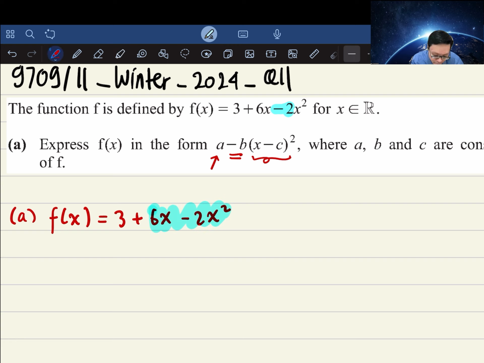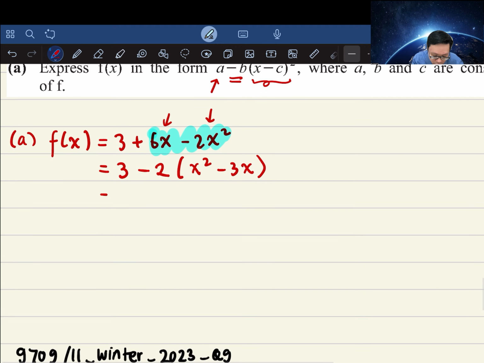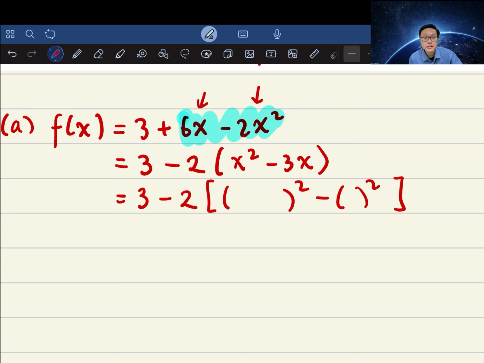So we have 3, and then we take out the minus 2. In the bracket, we have the first term, which is x squared, and then we take out minus 2 from here, becomes minus 3x. From here, as usual, we do completing the square. So we put the completed square and then the missing square. Now for this one, we have minus 3. When we divide by 2, it becomes a fraction, and it's okay. So we have x minus 3 over 2, minus, okay, it's not enough, we have minus 3 over 2 squared.